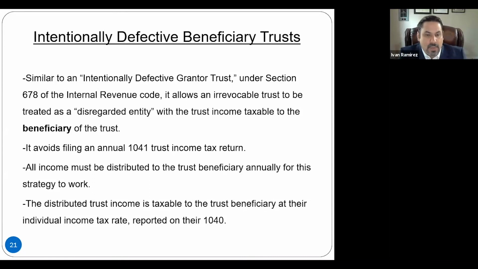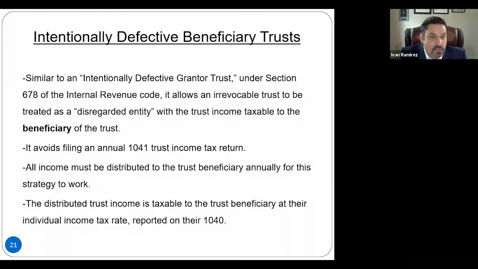So how does it qualify to be a beneficiary defective trust? The trust must have the following language. All income must be distributed to the trust beneficiary annually. The beneficiary must have the right under the trust instrument to demand the distribution of the trust income. However, the trust document itself doesn't say the trustee must distribute the income. In this case, it says the beneficiary has the right to demand the income annually.